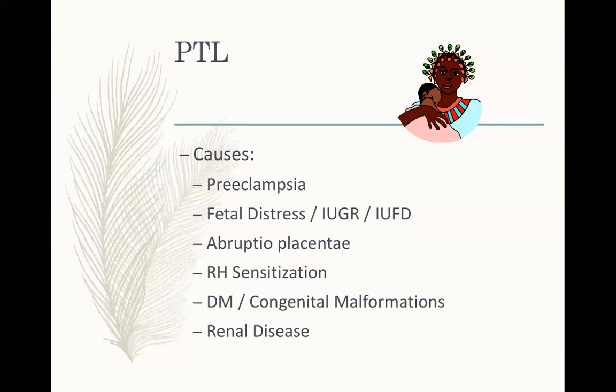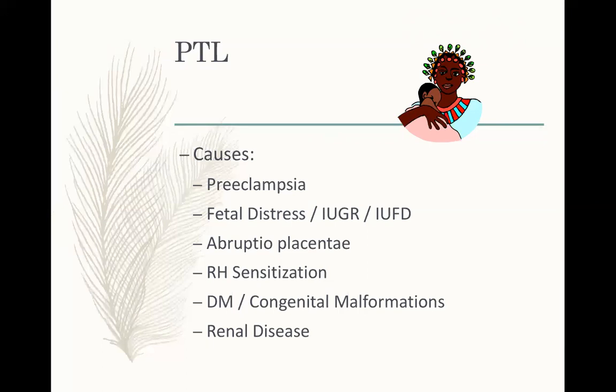So for instance, if we have a mom whose pressures are 200 over 110, and she has a significantly elevated protein creatinine ratio and significantly elevated ALT and AST, and her platelets are going down, we're going to need to deliver that baby regardless of what the gestation is, because mom's life is at risk. And so we're able to sustain the baby if it's past 23 weeks, and we will deliver the baby at that point if mom's life is at risk.